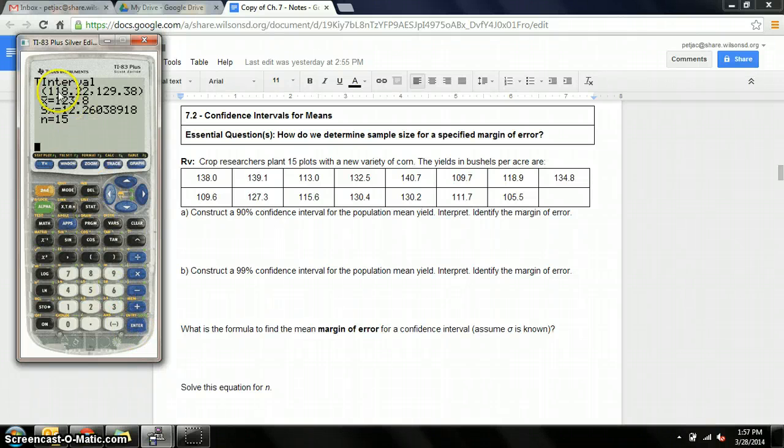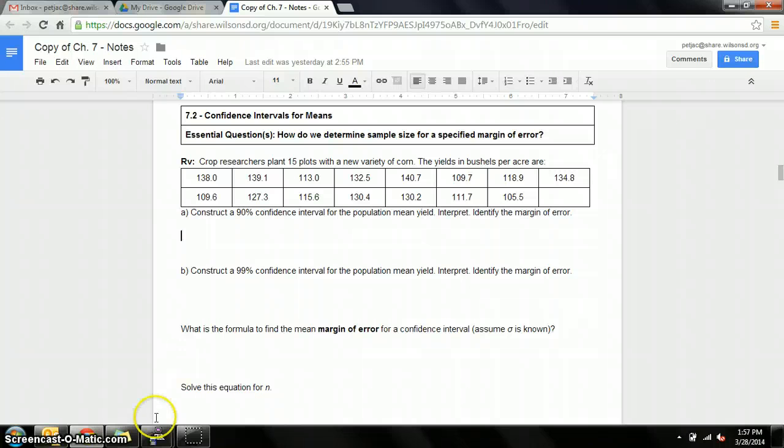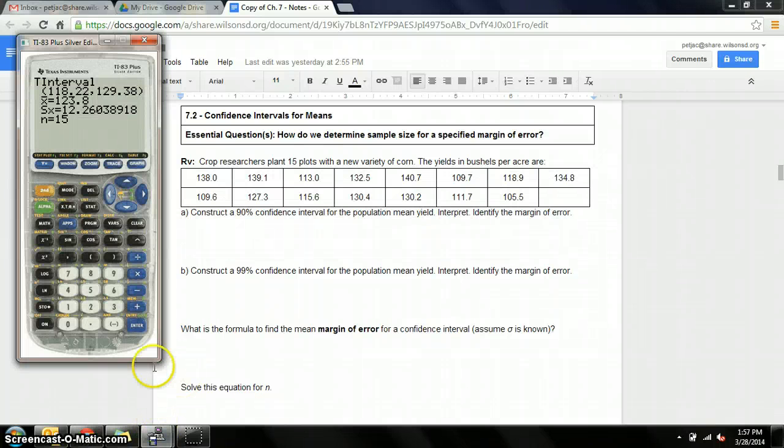we see our confidence interval would be 118.22 to 129.38. So interpreting that, we would say that we're 90% confident that the mean yields in bushels per acre is going to be between 118.22 and 129.38. So what would we do then in the second one?